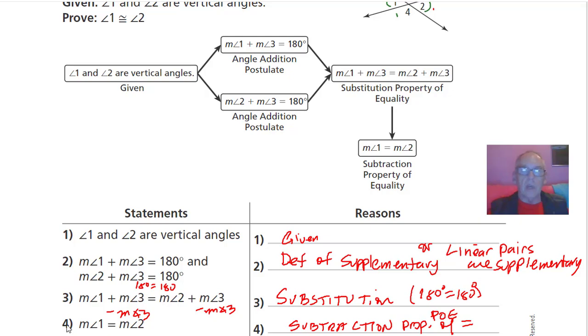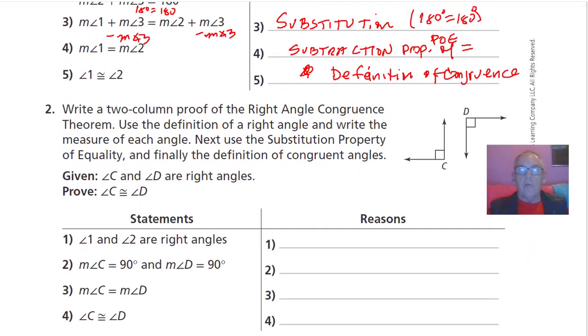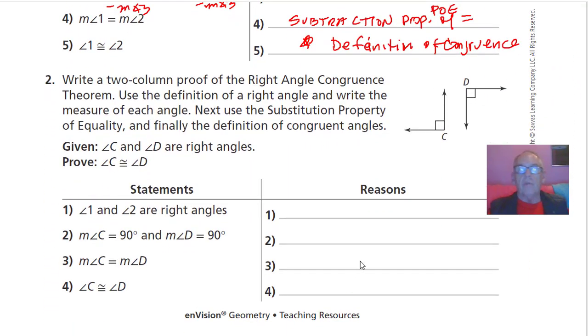Let's look at the next one. Write a 2-column proof of the right angle congruence theorem. So this is going to show that since these 2 angles are right angles, they have measures equal to 90. And since 90 is equal to 90, it leaves these 2 angles equal to each other in their measures, which means that they're going to be congruent to each other. So let's see how this proof needs to go.